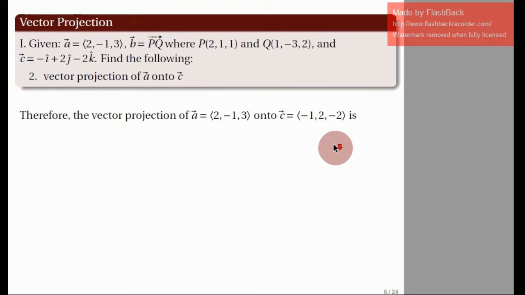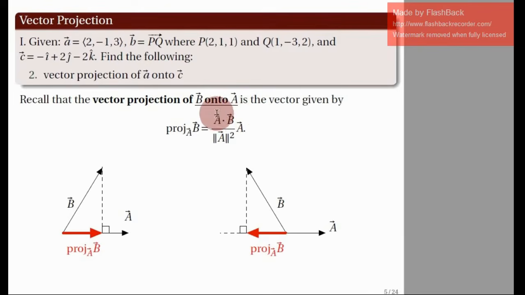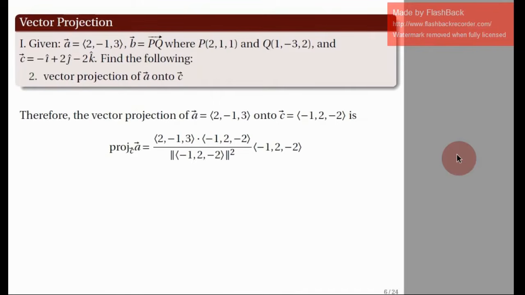So to get the vector projection of A onto C, it's as if we want vector A to fall onto vector C. So we expect a vector here that is parallel to vector C, and so in the previous formula, all these A's will become vector C, meanwhile this vector B will become vector lowercase a. We just apply the formula to get the projection of vector A onto vector C.